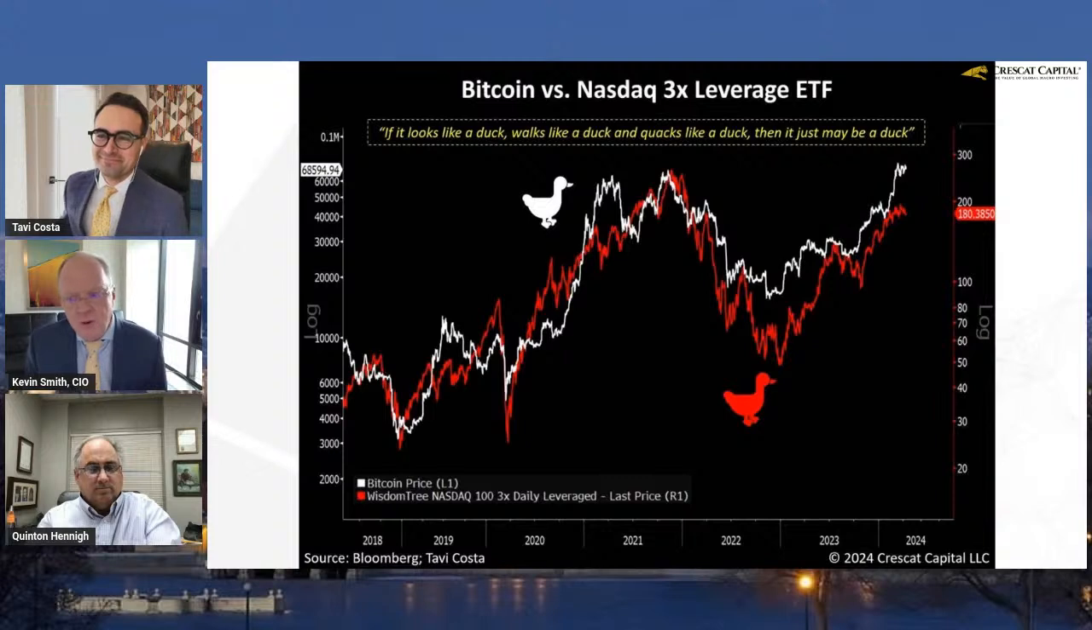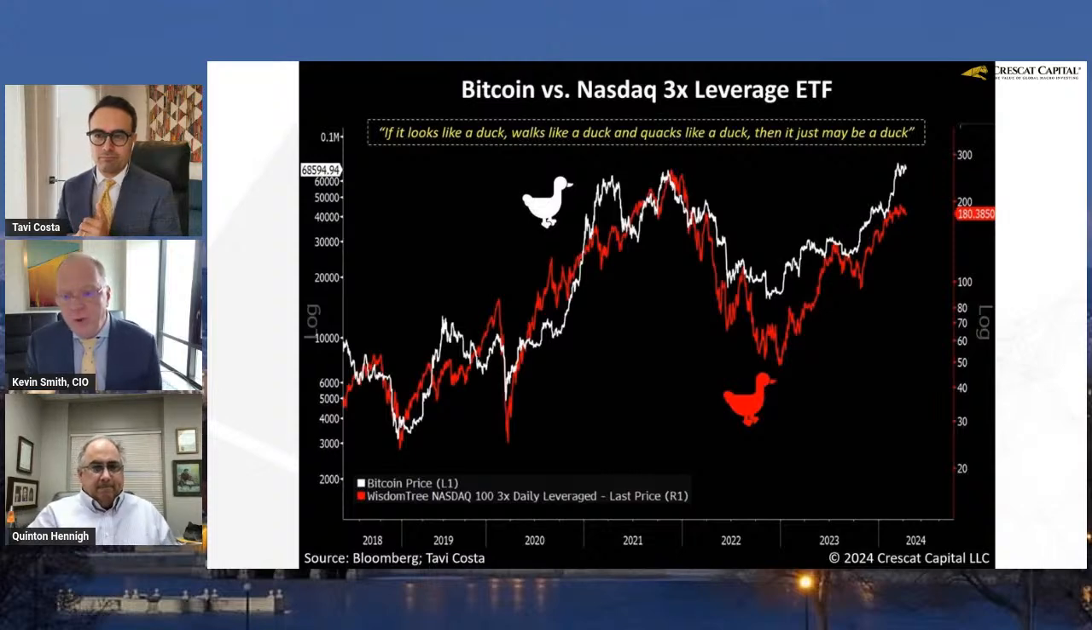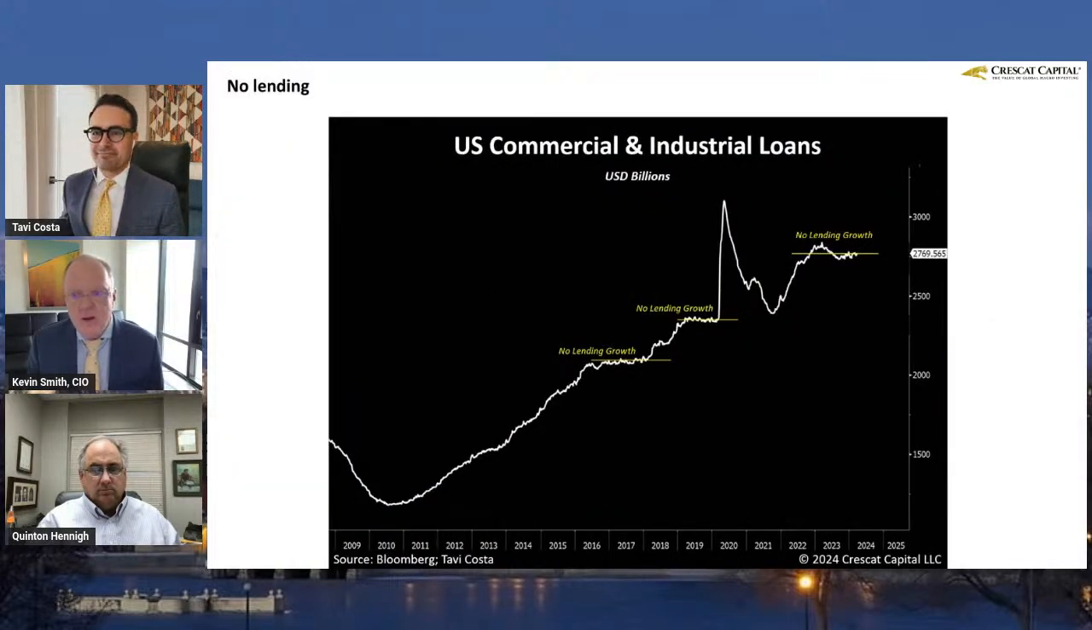Why does it matter? Well, gold is a traditional hedge against fiat currency debasement. That's what we're focused on here at Crescat. And we do think Bitcoin is much more of a speculative asset that has been a beneficiary of the easy monetary policy. Yes, but is it really a safe haven monetary asset like gold? We don't think so. Anyway, that's all I have. Let's go on to Tavi.